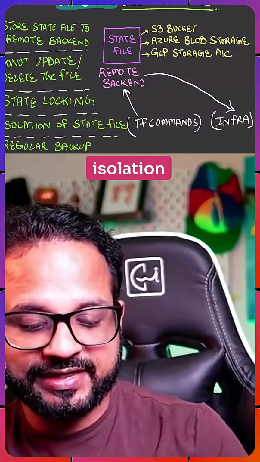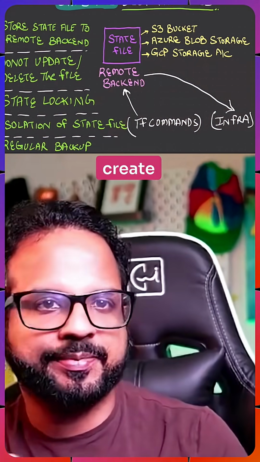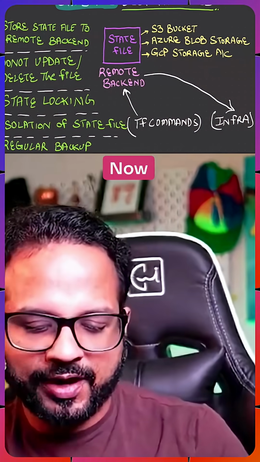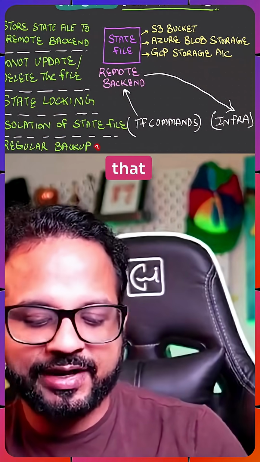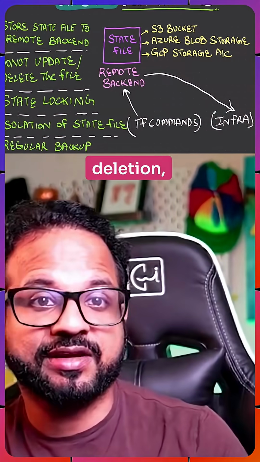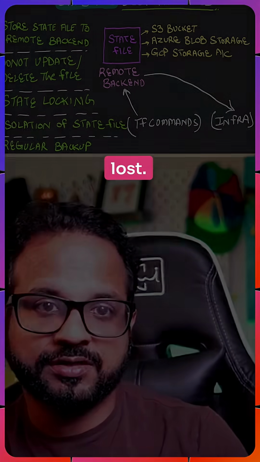And then isolation of the state file is one of the best practices. Like for different environments, you can create separate state files to keep them separate from each other. Now you also have to make sure that you regularly back up this file, because if there is an accidental deletion or accidental corruption, your infrastructure state will be lost.